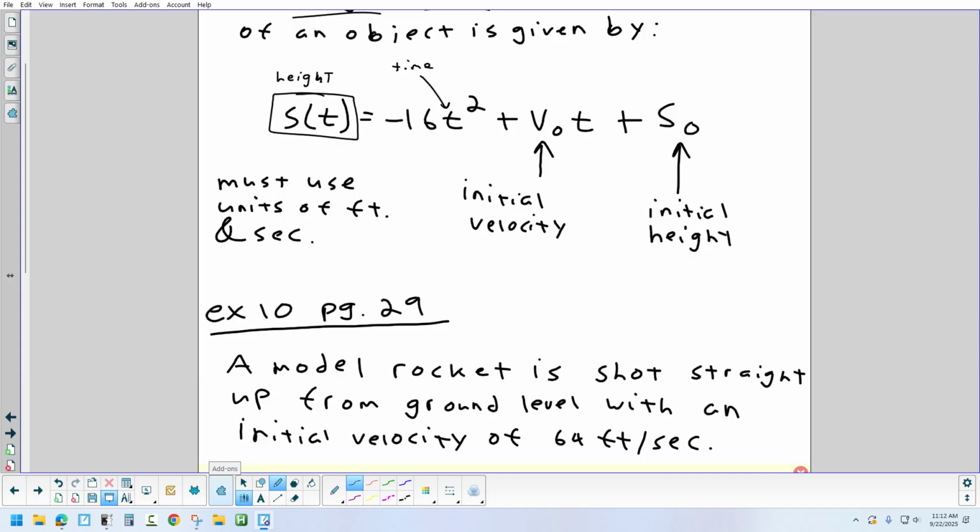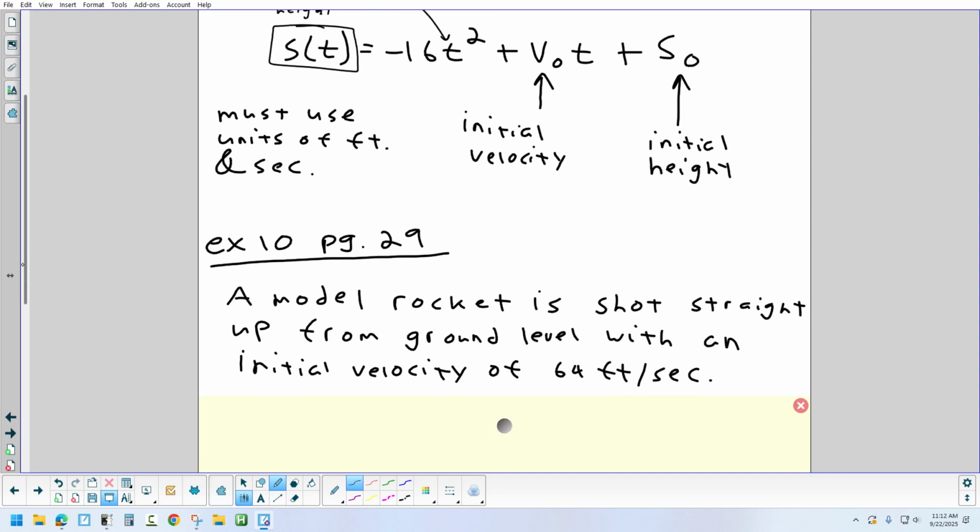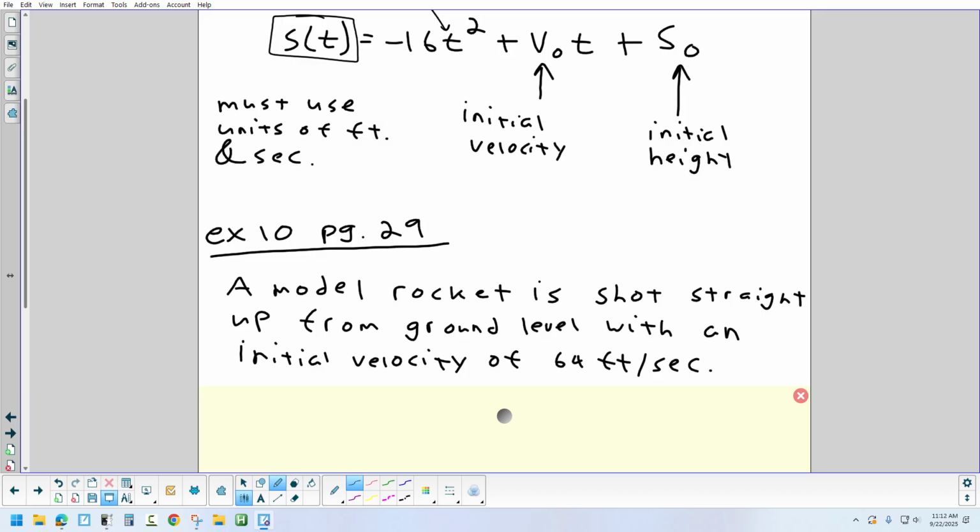And here's the problem they give us. A rocket is being shot straight up from ground level with a speed of 64 feet per second. Doesn't matter what they're going to ask me, I should take the information and fill it into the equation up above. So what are the 2 things that they gave me in this problem? Initial height and velocity. Yeah, they gave me this and that. So let's fill in what we can.